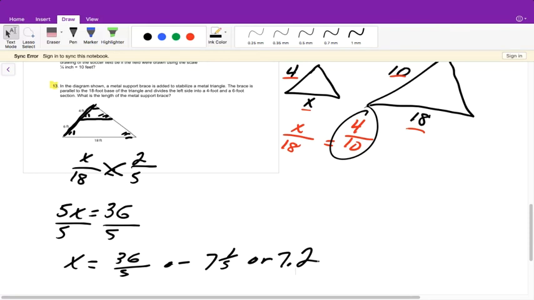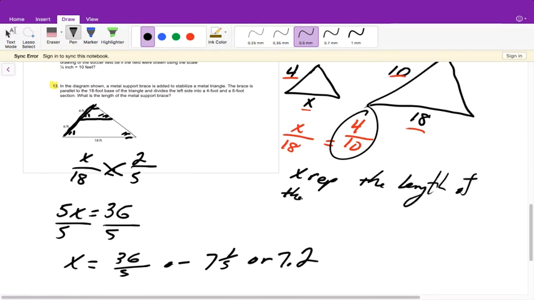And that is it. The one thing that we would have to do for this one is say x represents the length of the support brace.